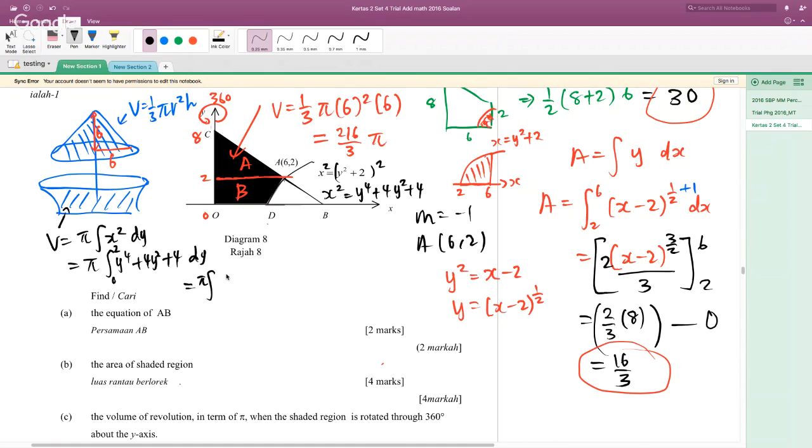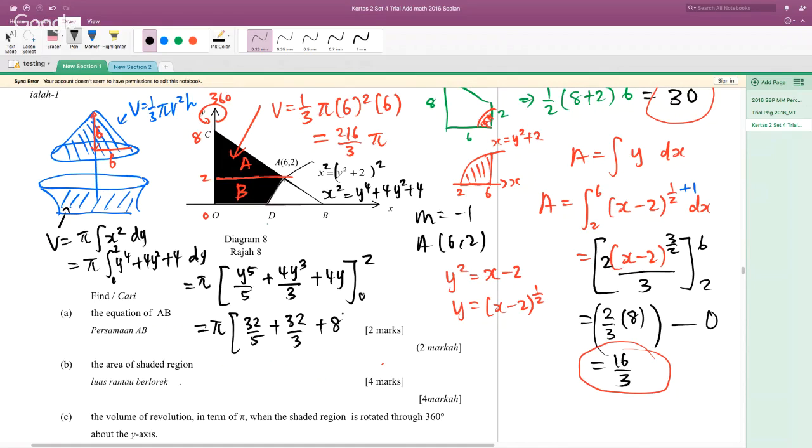Pi is outside, so it will be y to the power 4, from 0 to 2. When I integrate, it will go behind. So this is y to the power 5 over 5, plus 4y squared becomes y cubed over 3, plus 4y, from 0 to 2. Then I will substitute the 2 into it. This is basically 32 over 5 plus 4 times 2 cubed, which is 8, so 32 over 3, plus 4 times 2 is 8, minus 0, because for every y you get 0. Then you use the calculator to do the rest of the job. So basically you will get 376 over 15 pi.